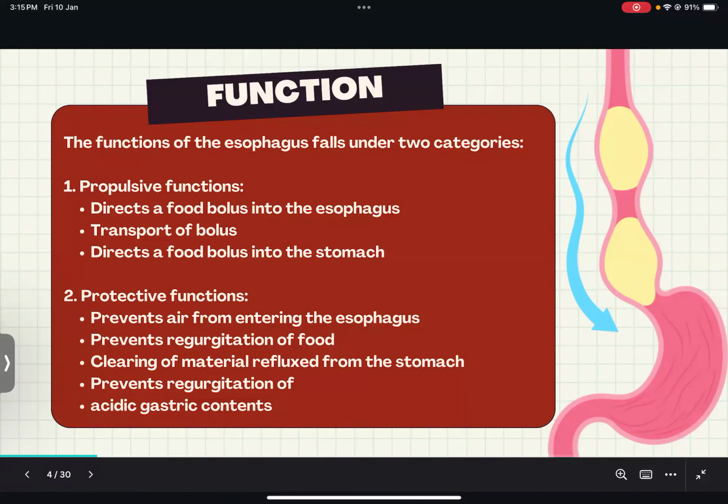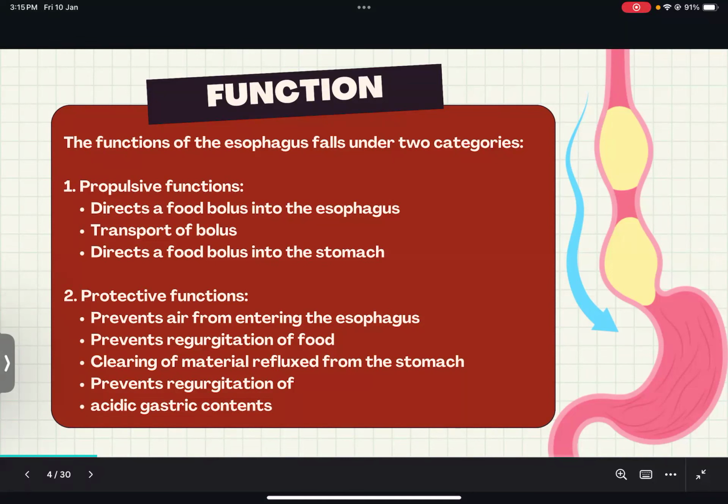I'll be repeating this word a couple of times throughout this lecture, so it's really important. A bolus is just the food after it reaches your esophagus. So the propulsive functions are first to direct the food bolus into the esophagus, then to transport it all the way down to the stomach.